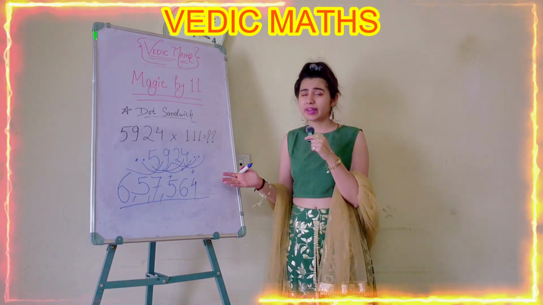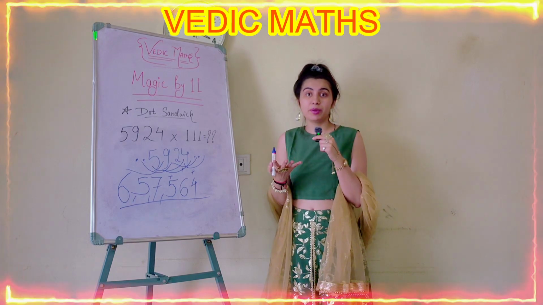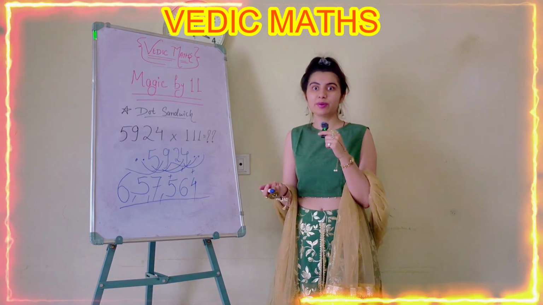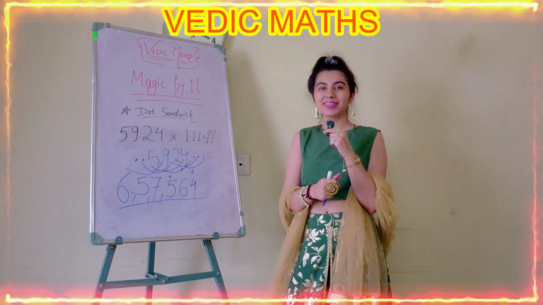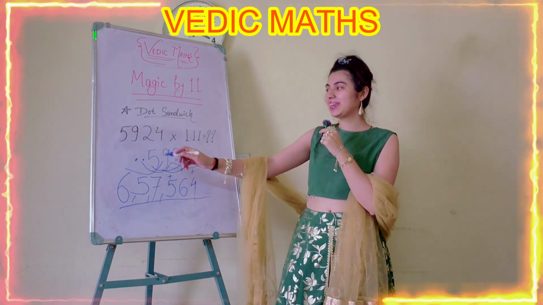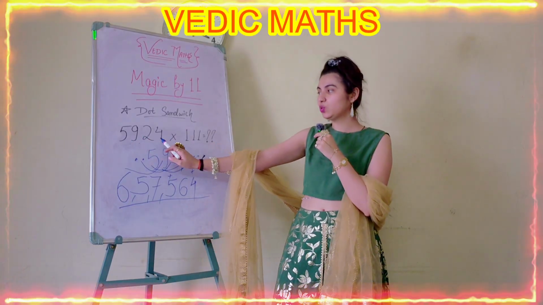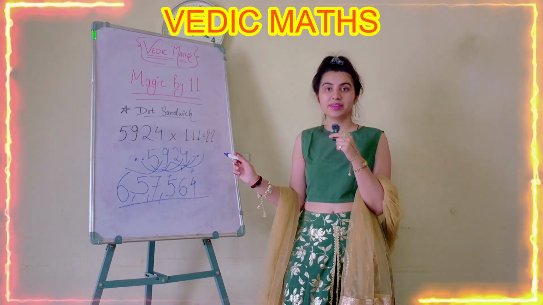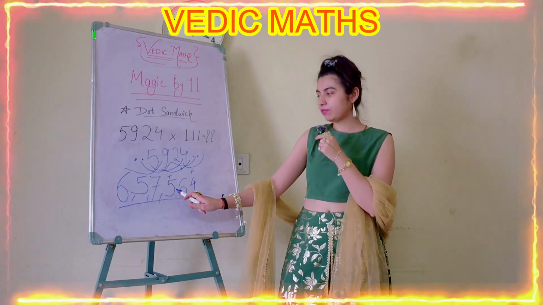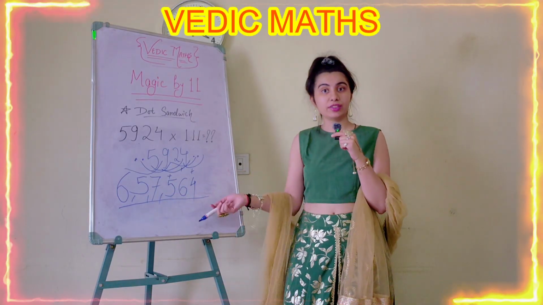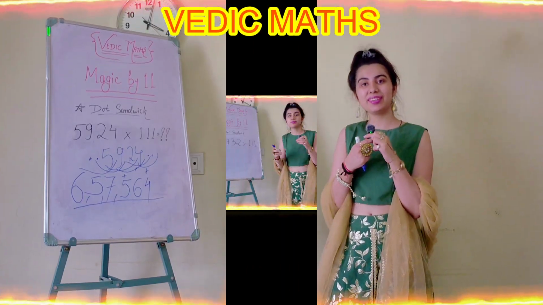See how quickly you get your answer. It speeds up your calculation and boosts your confidence, right? You can solve any number in seconds. Now what's the answer when you multiply 5924 by 111? You get 657,564, and that's your answer. Interesting, right? Let's take up another.